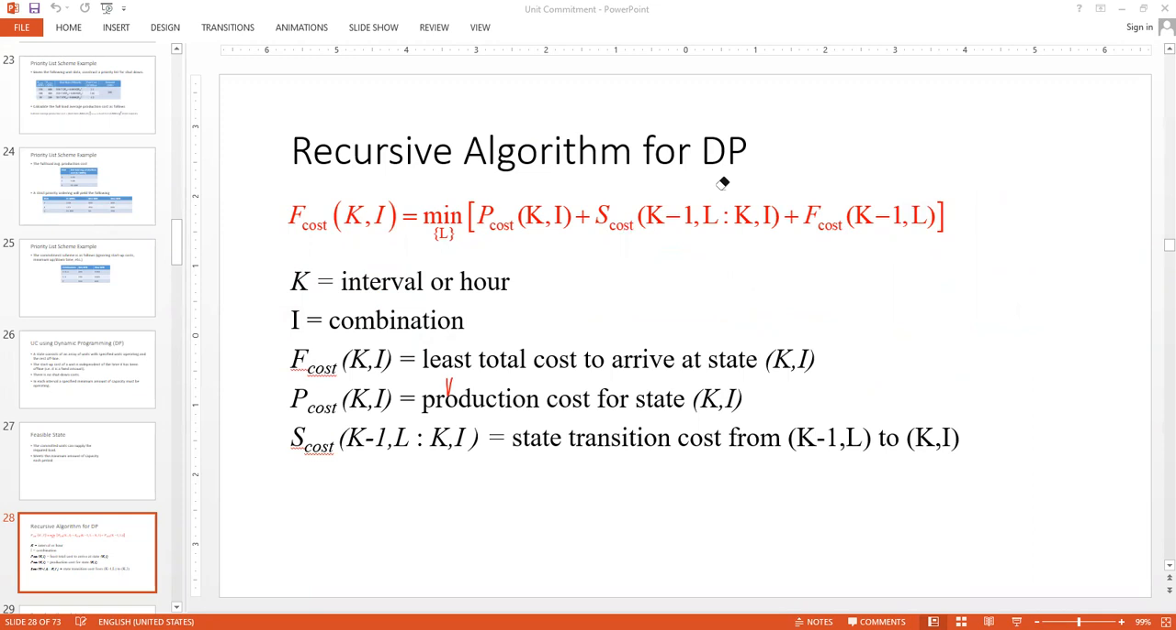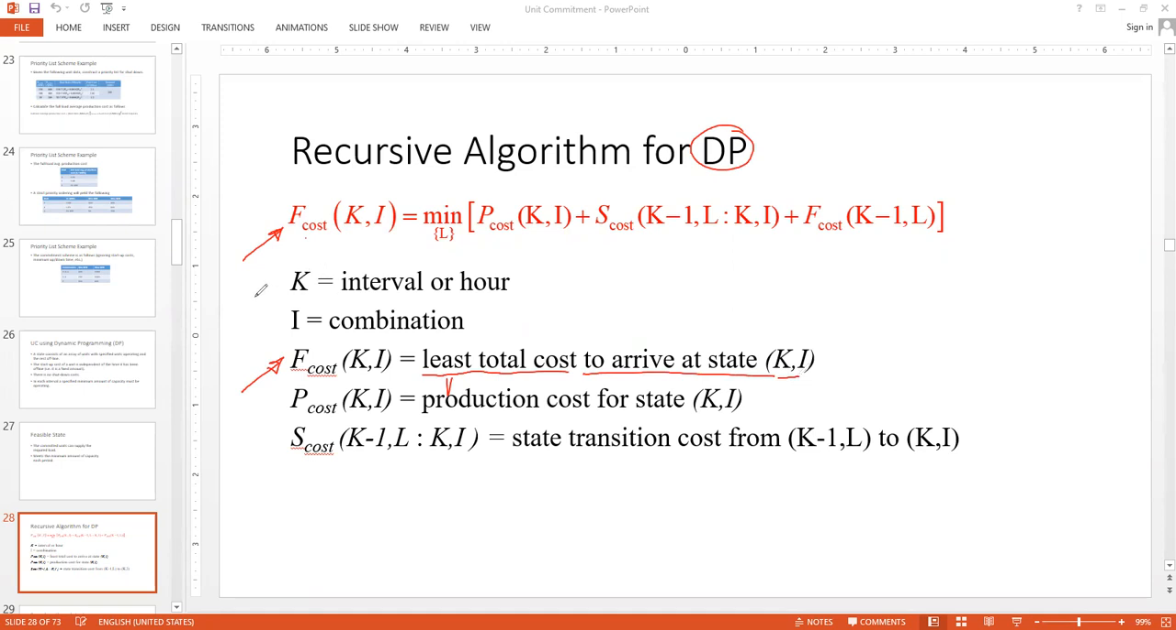This is the very basic expression for a dynamic programming problem. On the left hand side, we have one part of the expression, that is F cost k comma I. What is F cost k comma I? The F cost k comma I is basically the least cost, or the lowest total cost, to arrive at state k, i. What is k and what is I?